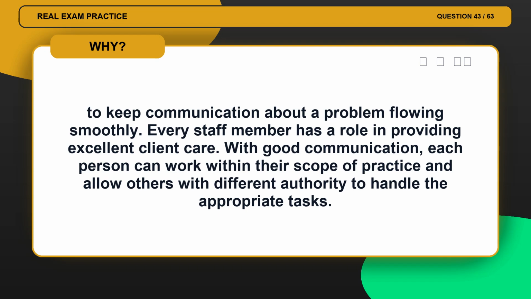Every staff member has a role in providing excellent client care. With good communication, each person can work within their scope of practice and allow others with different authority to handle the appropriate tasks.